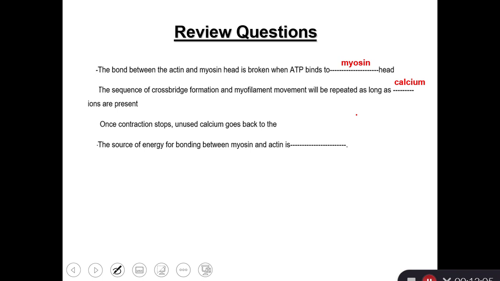Once contraction stops, what happens to unused calcium? It has to be stored back into the sarcoplasmic reticulum. What is the source of energy of bonding myosin and actin? Myosin needs to utilize ATP as the source of energy.